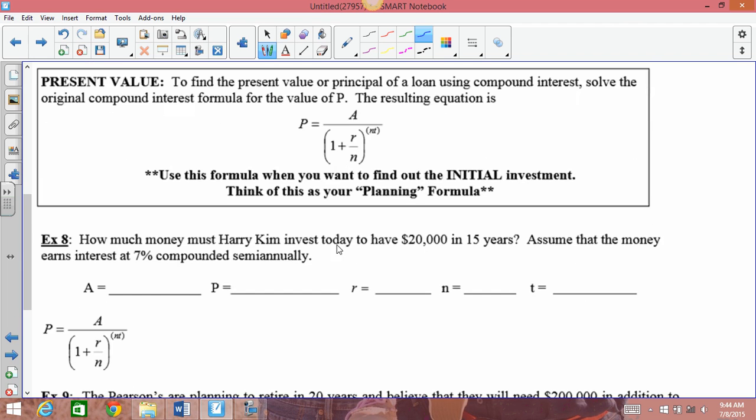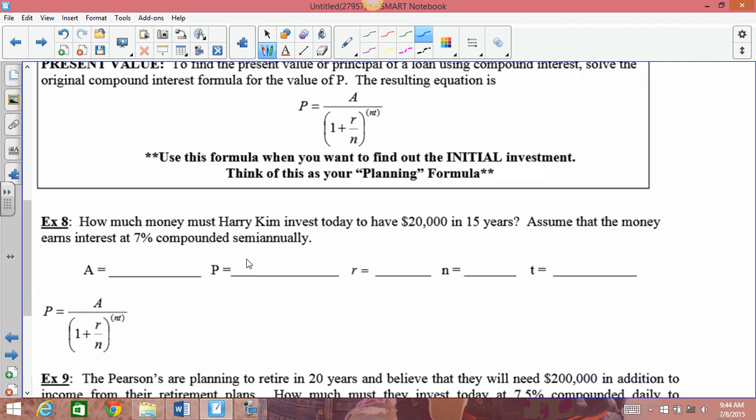Okay, so it's just a manipulation of our previous formula. That's all that it is. So your A, P, R, N, and T still stand for the same values. So let's do example 8 together, and I'll let you try example 9. In example 8, it says, how much money should Harry invest today to have $20,000 in 15 years? We're going to assume that this money earns interest at 7% compounded semi-annually. So it doesn't say what he wants the money for, but we know that he wants this money in 15 years. So the final amount of money that he wants is $20,000.